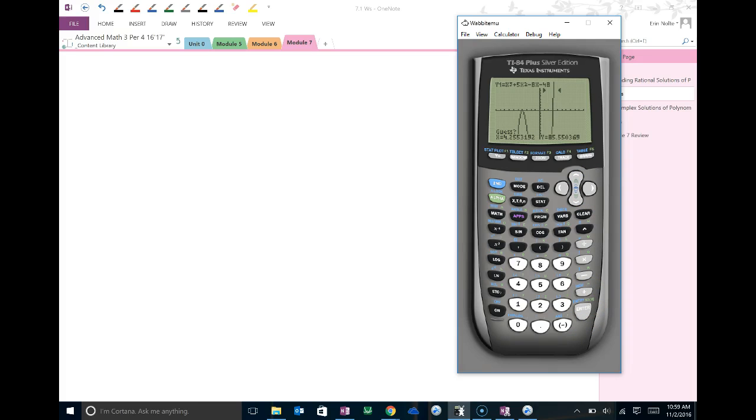Okay, see the 2 arrows are pointing at each other? Once those are pointing at each other, I can just hit enter, and I get an x value of 3. Did you get it?